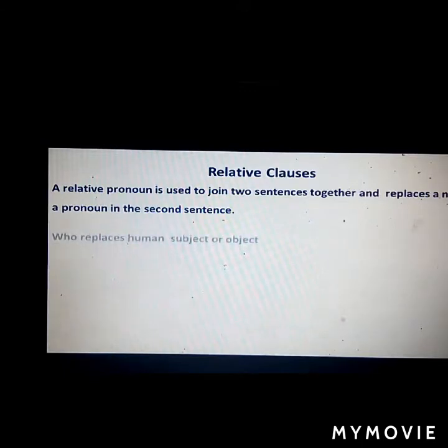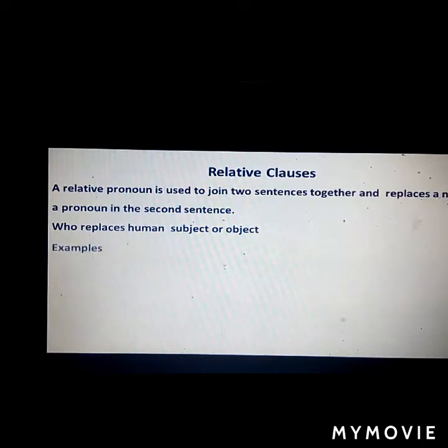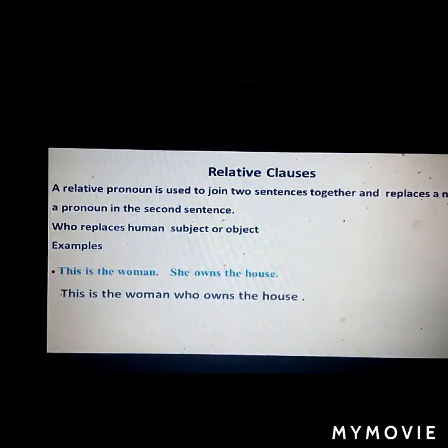Who replaces human subject or object. Who نستخدمها مع الفاعل والمفعول العاقل. Examples: This is the woman. She owns the house. Second sentence: she owned the house. Where is the subject? She, and she refers to the woman. So when we want to join them together, this is the woman, and the woman is a human being who owned the house. مع العاقل woman ديت عاقل استخدمنا معاها who.